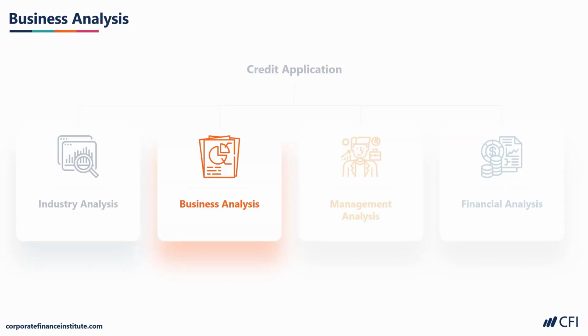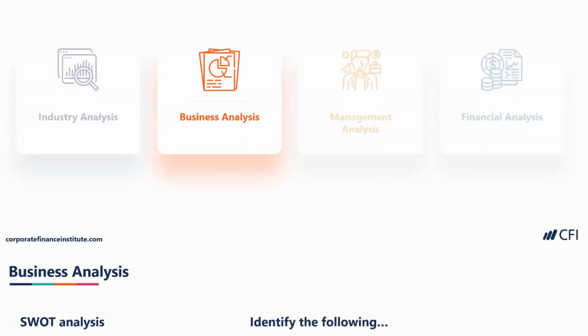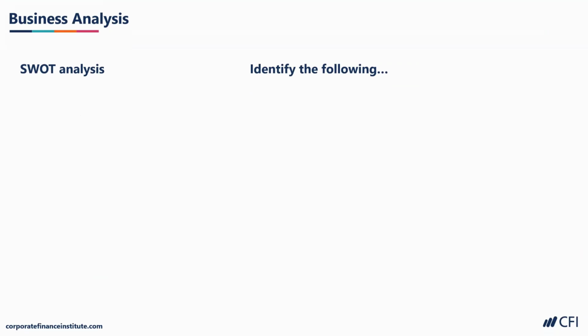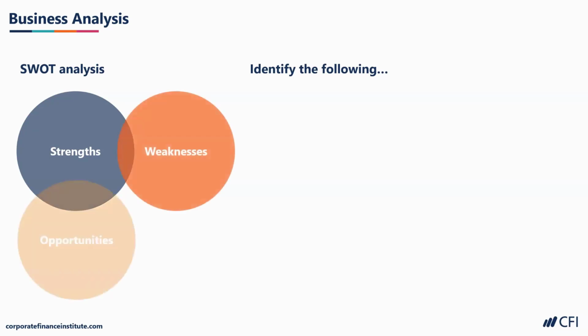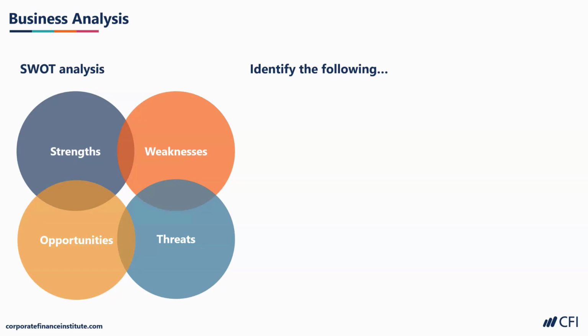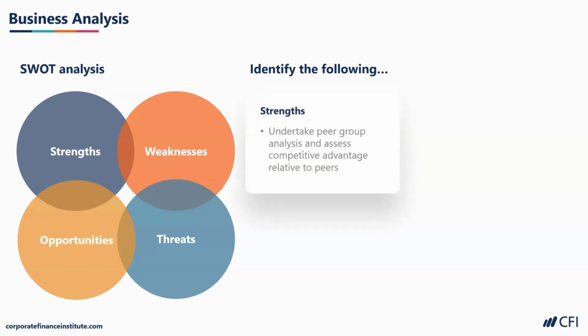Business analysis. In this section, we're going to look at how business analysis supports a credit application and techniques that you can use to analyze a business. Let's look at a SWOT analysis, for example. We look at the strengths, weaknesses, opportunities, and threats for a business. We'll need to identify several things when performing this analysis. One is comparing the company to a peer group to see what their advantages are relative to those peers, things they're doing well that really make their business durable with a strong competitive advantage.